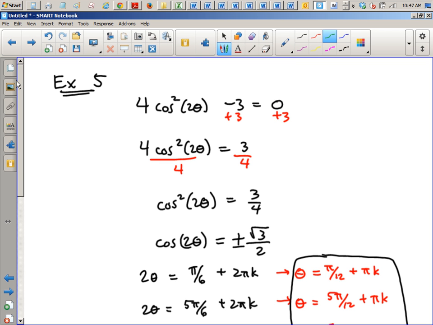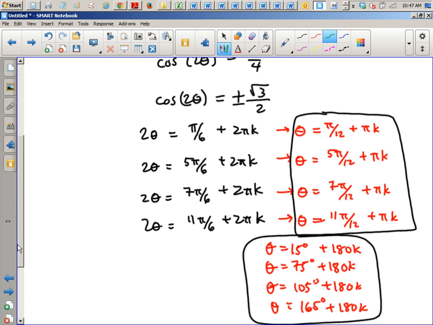So we came up with 4 spots on the unit circle where cosine was either root 3 over 2 or negative root 3 over 2. Basically, it's these 4 spots, guys. And so we wrote them all down: pi over 6, 5 pi over 6, 7 pi over 6, 11 pi over 6. Then we divided them all by 2 because that was 2 theta, we wanted theta. So we got this list, which we then converted to degrees just to help us understand a little bit.